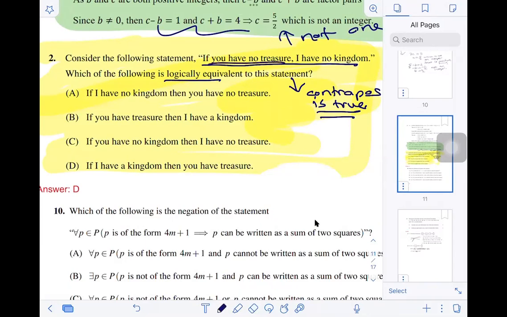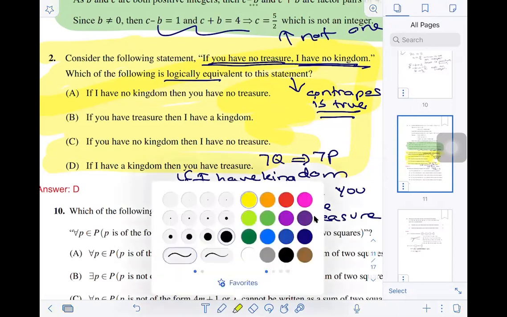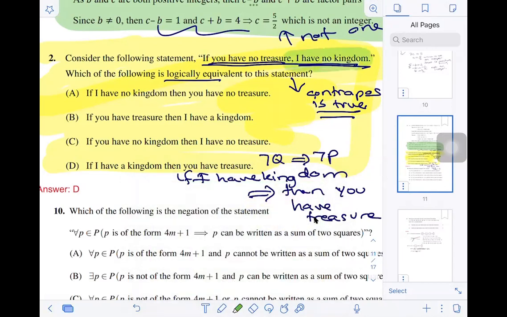So if I have no treasure, then I have no kingdom. So if I have a kingdom, you've got to not it. So you've got to do not Q implies not P. So which one, when you're looking at these, will be not Q implies not P? If I have a kingdom, then you have treasure. Not no treasure, but treasure. And that's because you're doing the opposite to the original statements, which is not kingdom and not true.